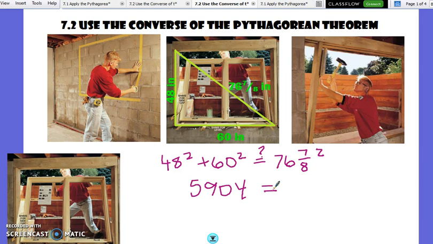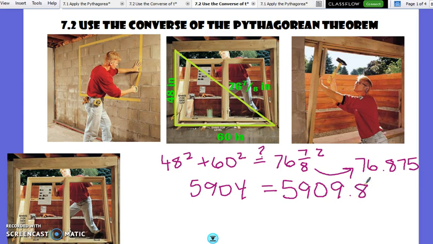One way to do it is just type in 7 divided by 8. 7 divided by 8 is 0.875. So if I take 76.875 squared, I get 5909.8. What does that tell us? It tells us that it is not quite a right angle in there, so we'd want to do an adjustment.